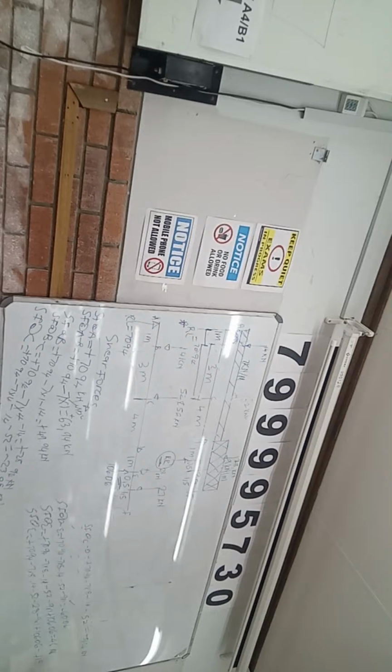Someone else could have said 56, 46. 46 minus 28, then come back. 46 minus 28 is 18. So it's positive 18 kilonewtons.